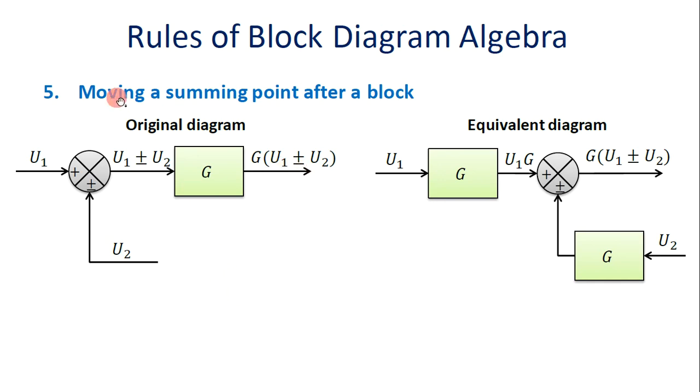Next, moving summing point after the block. So we are moving this one after the block of G here. This one is the equivalent for this one. If you observe here, to this branch there is no gain block, but after drawing the equivalent, we got the gain block here. Why? Because if U1 is the first input, U1 into G, U1 G, and if you don't add this one, then it will be U1 into G plus U2. But we need G into U1 plus or minus U2. That is the reason we are adding a gain block to this branch.